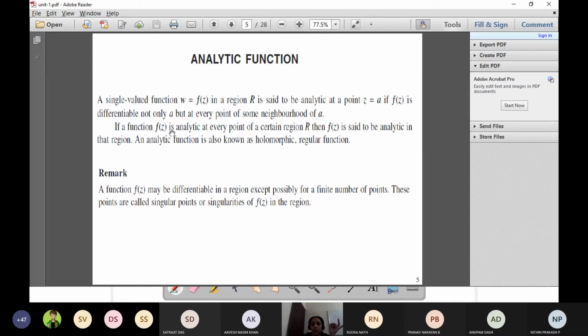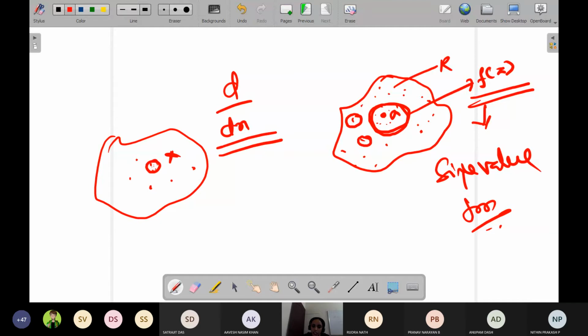If a function f of z is analytic at every point in a certain region R, then f of z is said to be analytic in that region. An analytic function is also known as a holomorphic function or regular function. What do you mean by that? A function f of z may be differentiable in the region except possibly at a finite number of points. These points are called singular points. Here the function may not be differentiable. Analytic function means it has to be differentiable.